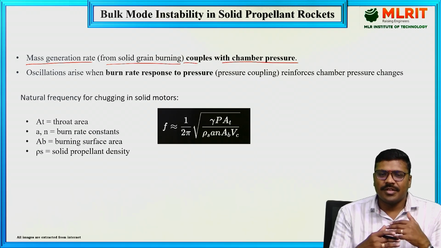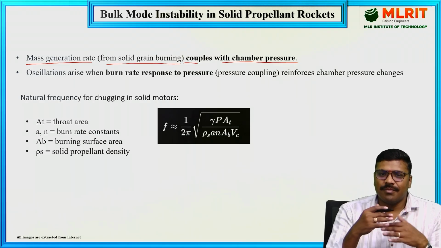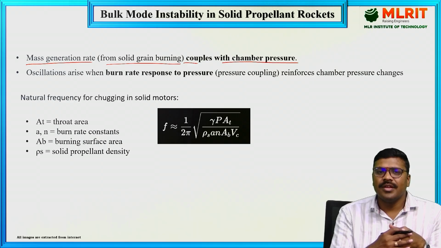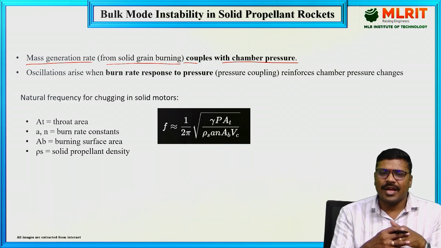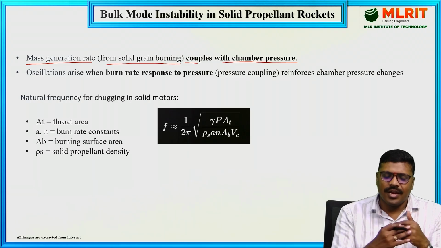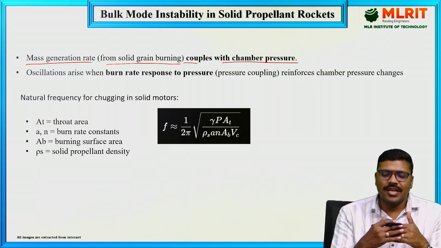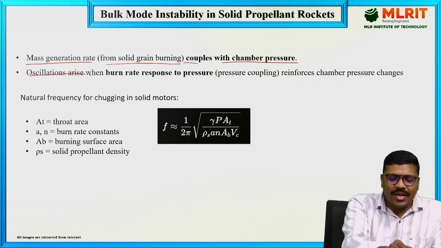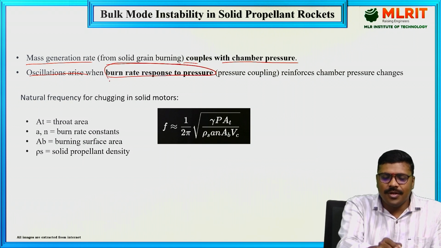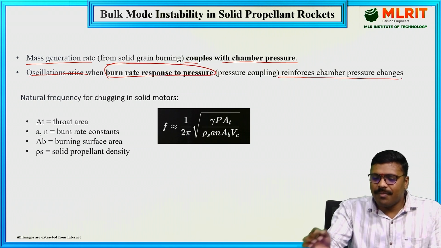The combustion surface increases. Sometimes it can be progressive burning; in some propellant grains it can be regressive burning or neutral burning. When the surface area changes rapidly, these bulk mode oscillations can occur in a solid propellant rocket motor. The oscillation arises when the burn rate responds to pressure and reinforces chamber pressure changes.